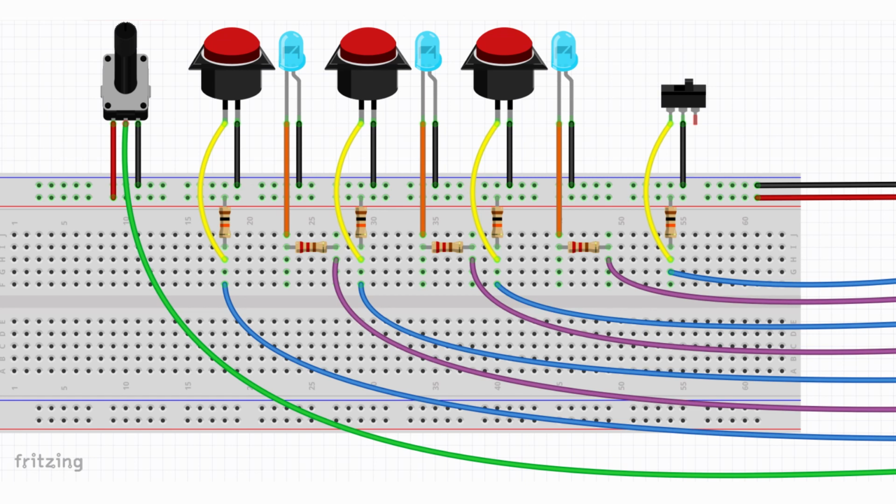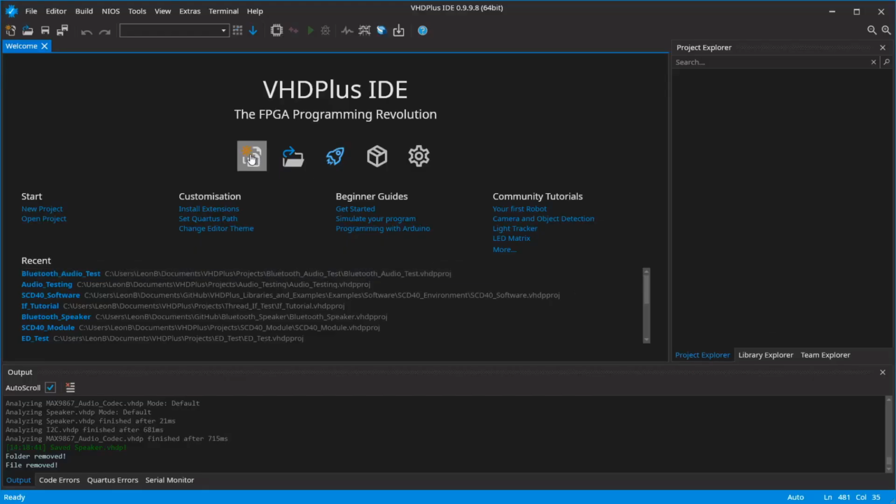For the front panel, you have to connect the potentiometer, the buttons with LEDs, and the switch like this. With the breadboard, you have 3.3 volts and ground, so you can connect the pull-up resistors with the serial resistors. Now let's program the FPGA.